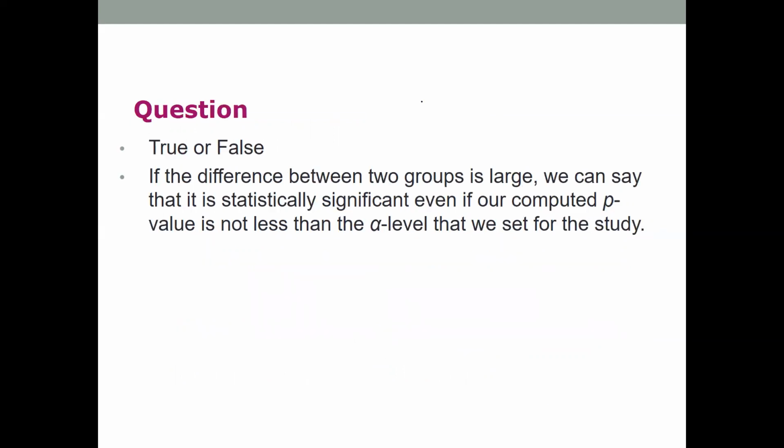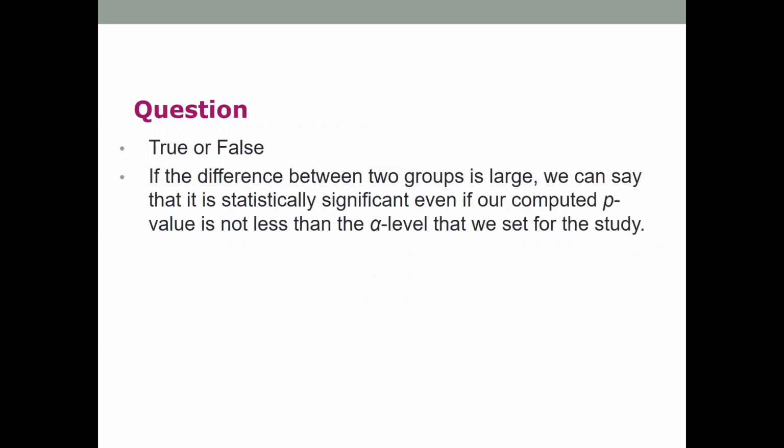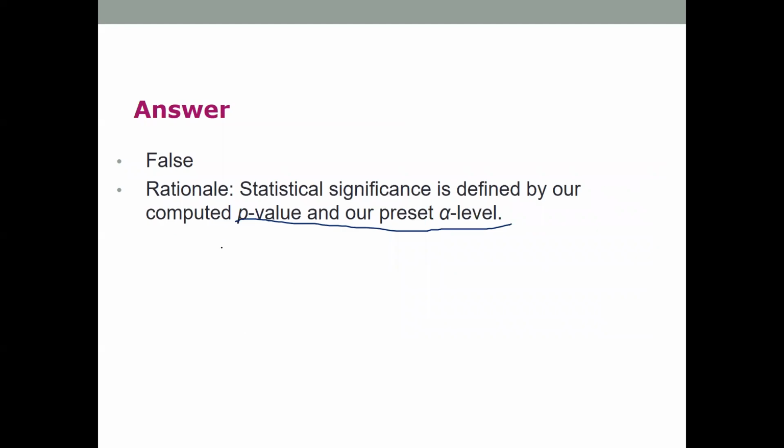True or false? If the difference between two groups is large, we can say that it is statistically significant, even if our computed p-value is not less than the alpha value that we set for the study. True or false? The answer is false. Statistical significance is defined by the computed p-value and the preset alpha level. It doesn't rely on the difference between the two groups being large. There could be a large difference between the two groups that is not significant.